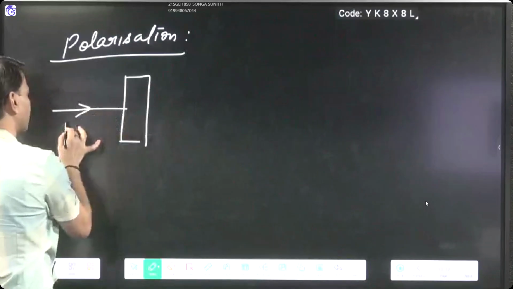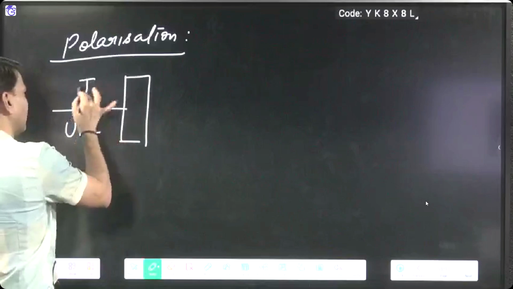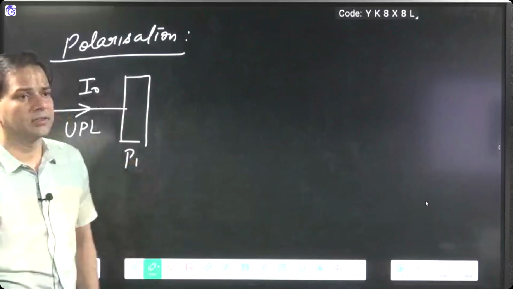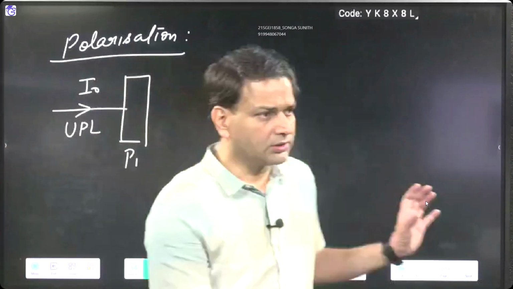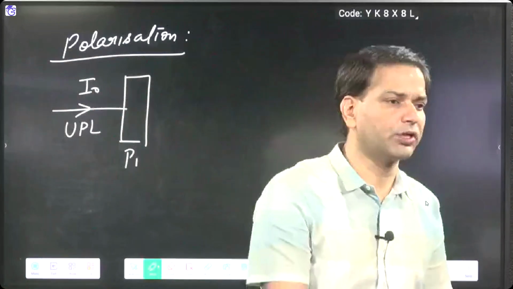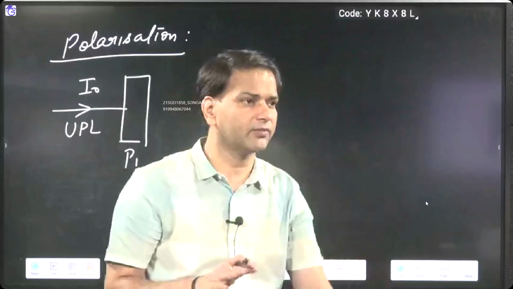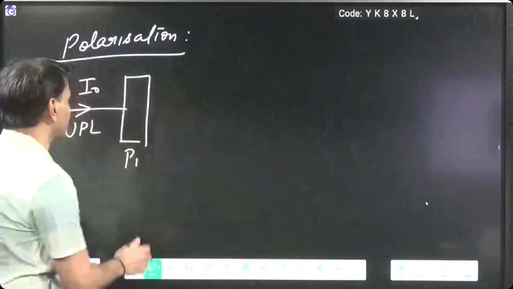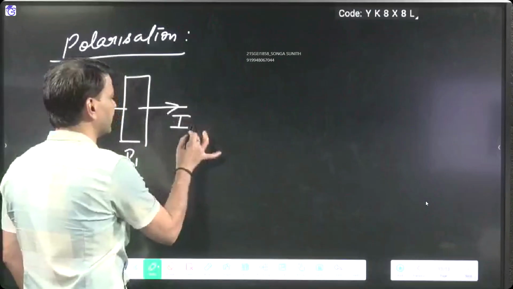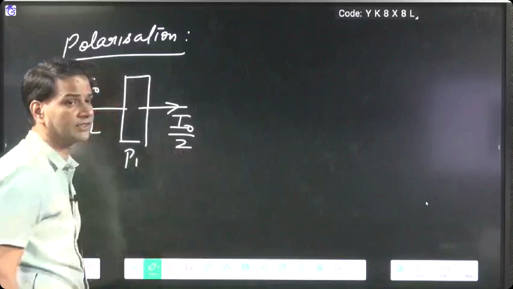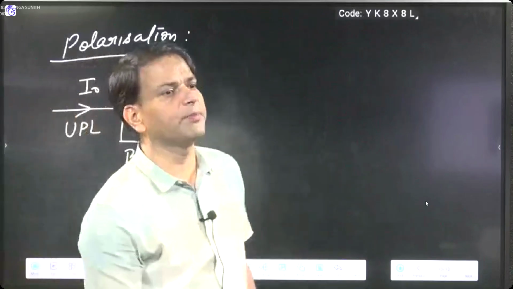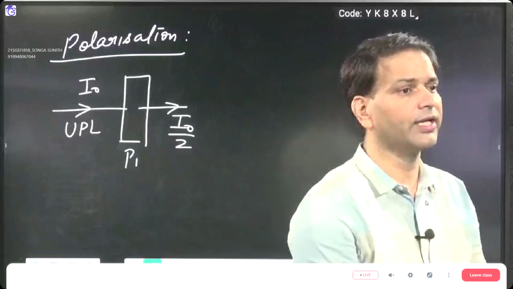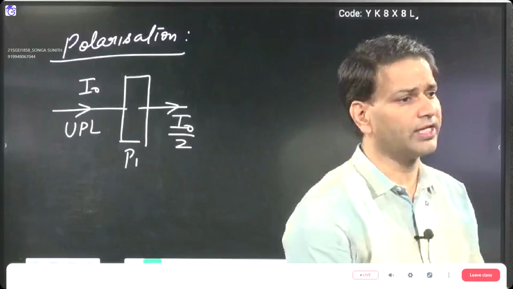Suppose unpolarized light of intensity I0 falls on the polarizer. Then what will happen? When UPL passes through the polarizer, without thinking about the orientation, it will transmit half of the intensity. So 50%, the first polarizer will absorb 50% of the light.